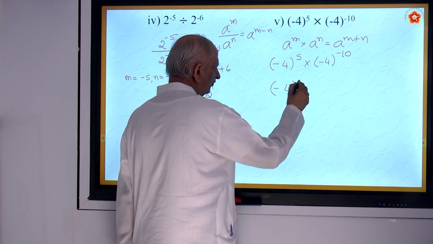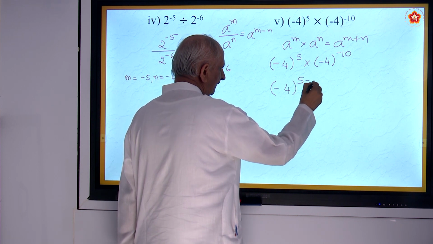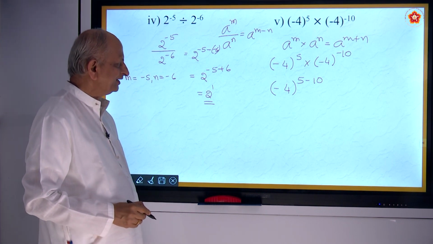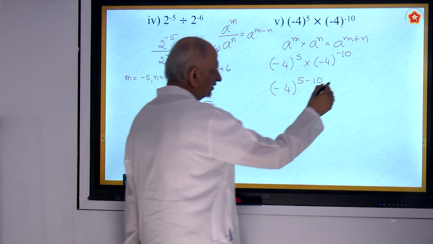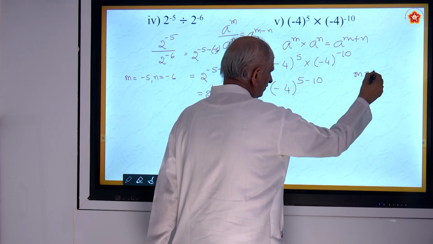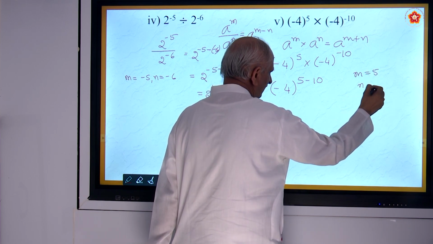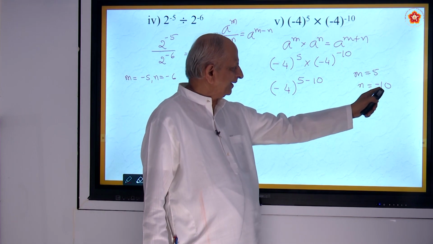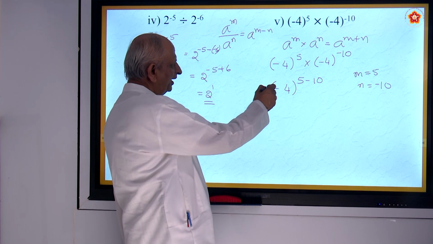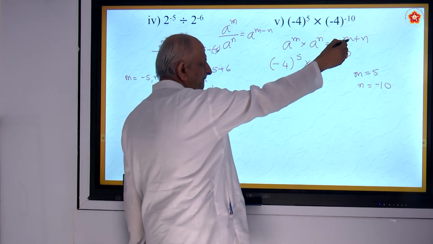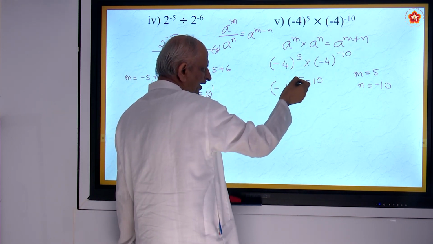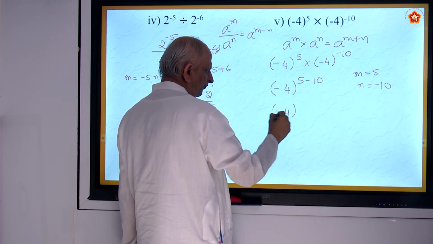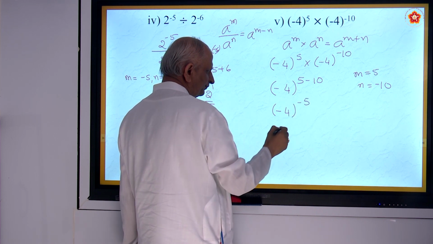Minus 4 to the power of 5 minus 10. M plus n. Here m is 5. N is minus 10. So minus 4 to the power of m plus n. M is 5, n is minus 10. So minus 4 to the power of minus 5.